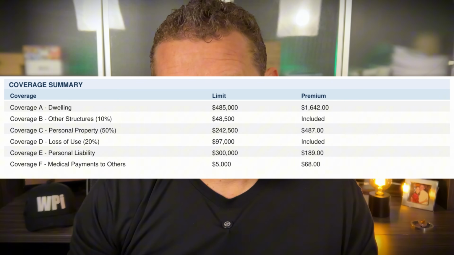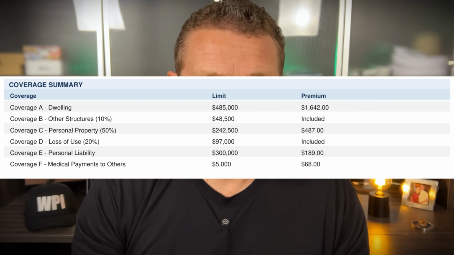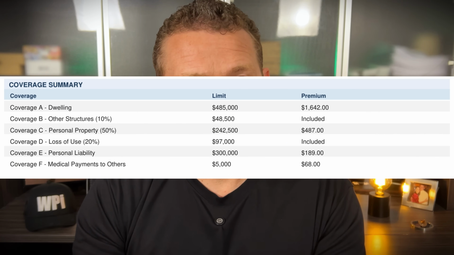The default on a lot of policies is $100,000 or $300,000. $300,000 may be a reasonable starting point, but if you have assets to protect, you should be looking at higher limits and probably an umbrella policy on top.